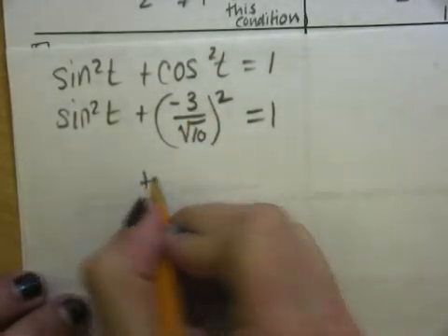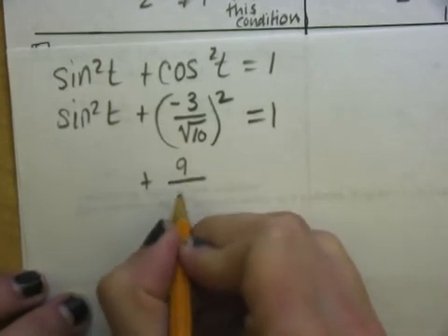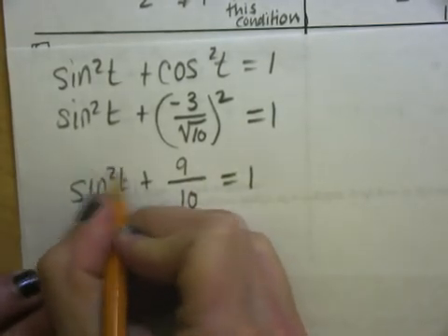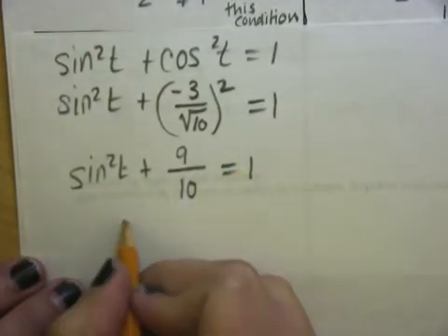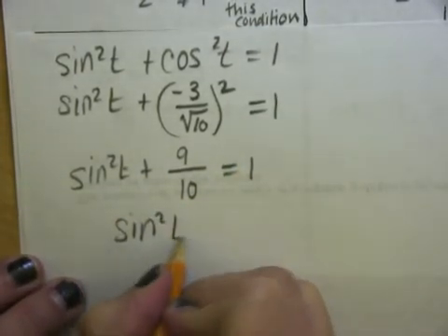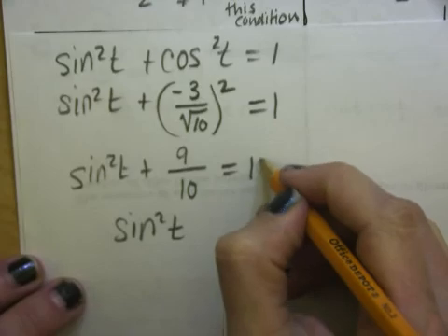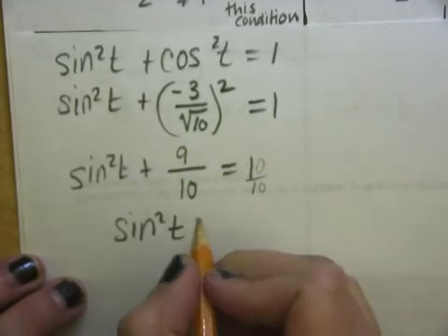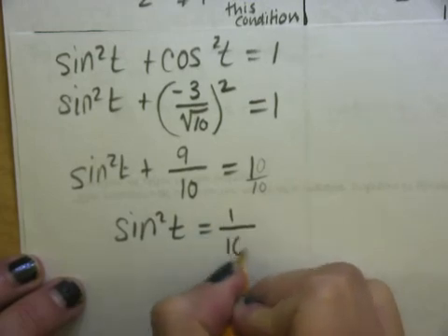So if we square this fraction, negative 3 times negative 3 is 9. Square root of 10 times square root of 10 is 10. Subtract 9/10 from both sides. Again, if you subtract 9/10, it's like changing this into 10 over 10, which is a whole. So 10 over 10 minus 9 over 10 gives us 1 over 10.